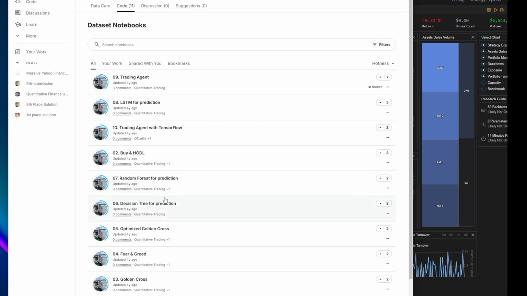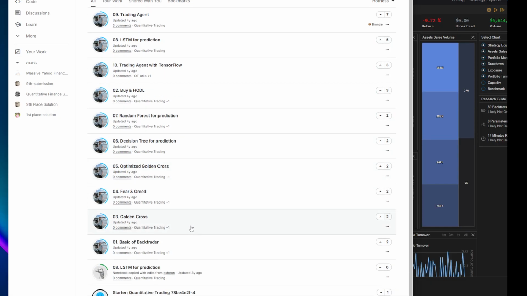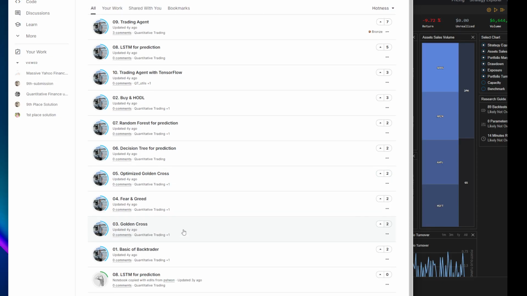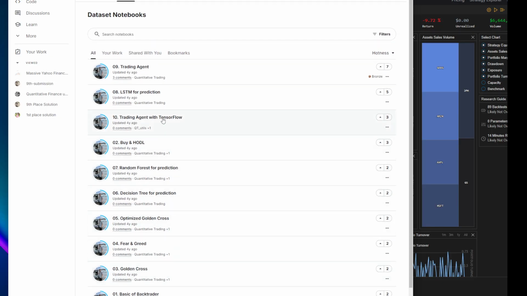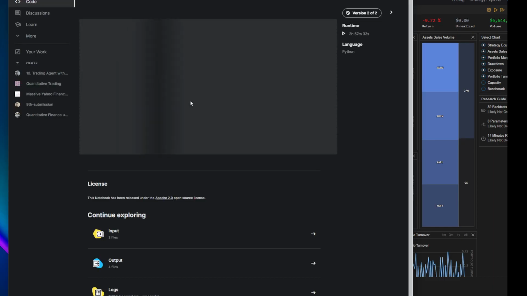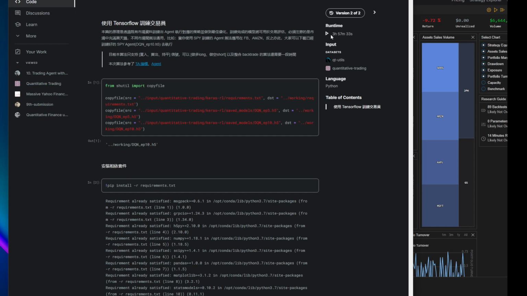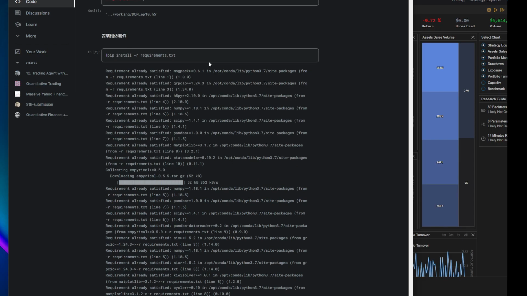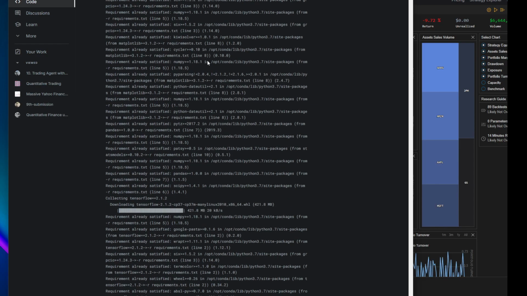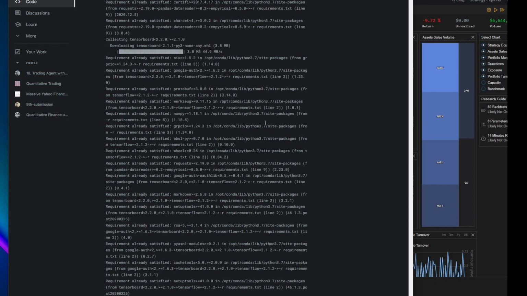Random forest. Okay, so here's some other people in here that are sharing some stuff, I guess. Trading agent with TensorFlow. Okay, does he give the code? I'm looking for runtime 3 hours, nearly 4 hours. Again, it's a lot of Chinese or Japanese or something. What are these people doing in here?